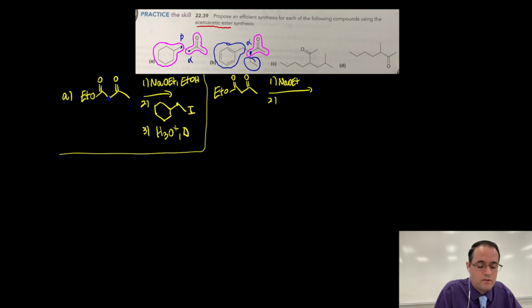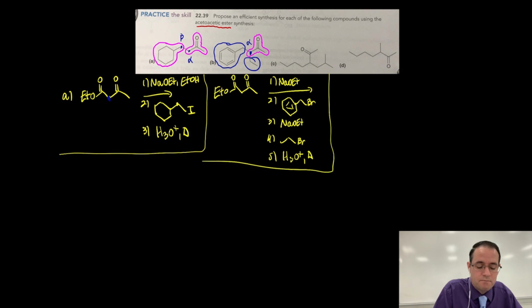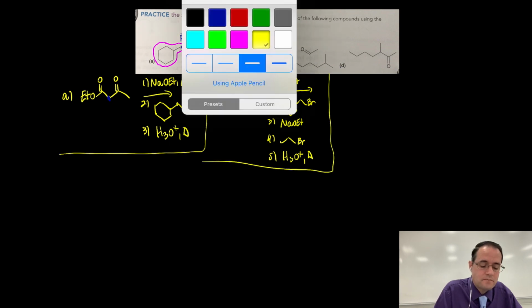Treat this with sodium ethoxide, okay? We want to add benzyl bromide, for example. And then we need to get that ethyl group on there, so we're going to do the same kind of procedure with bromoethane. Don't forget, at the very end, you want to add H3O plus and heat. Okay?